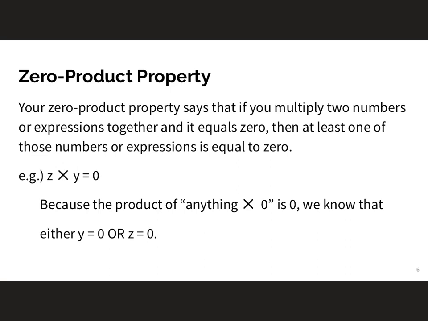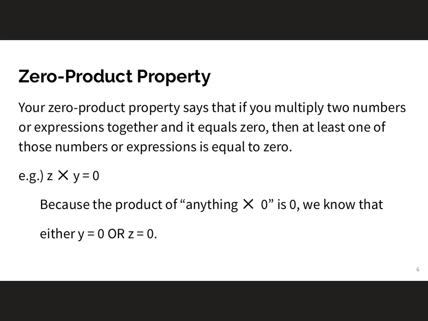So let's say that I'm multiplying some variable z. I don't know what z is, like I don't know if it equals 1 or if it equals 4, right? I don't know what the value of z is. And I'm multiplying it with y, and similarly, I don't know what the value of y is. But I do know that when I multiply them both together, this equals 0. So because the product of anything times 0 is going to equal 0, we know that either y equals 0 or z equals 0, right?